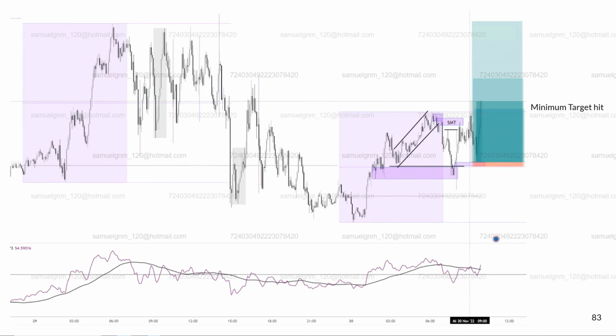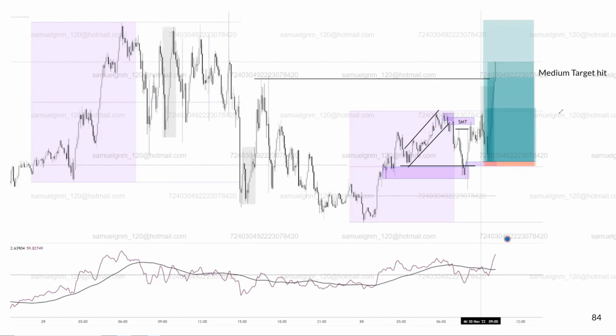Minimum. There we go. Minimum target hit almost instantly. Didn't waste too much time. 50 minutes, and the whole thing was in our minor target or minimum target. And then didn't wait too long for the medium target either. But at this point, you should be a little bit skeptical about the situation, as again, it's almost a little bit too good to be true.